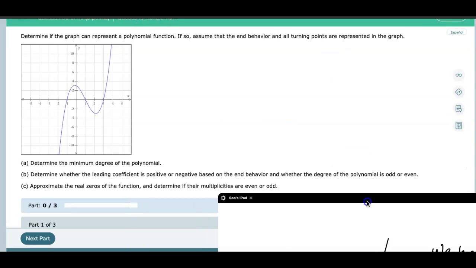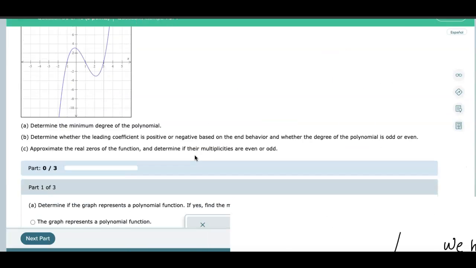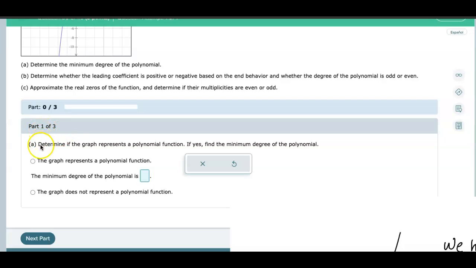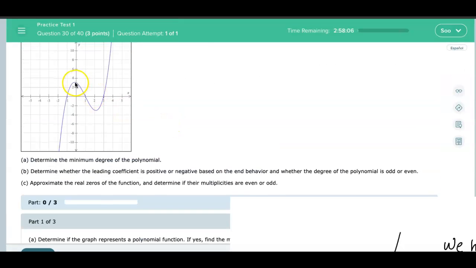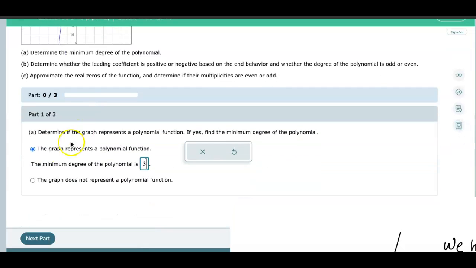Okay, so it can be 3, it can be 5, it can be 7. I'll say determine if the graph represents a polynomial function. Oh yes, it does. This is a polynomial function, and the minimum degree I will tell them is 3 because we had how many turning points? We had 1, 2 turning points. So I'm going to say 2 plus 1, well, that's 3. The minimum degree of the polynomial is 3. Okay, continue to the next part.